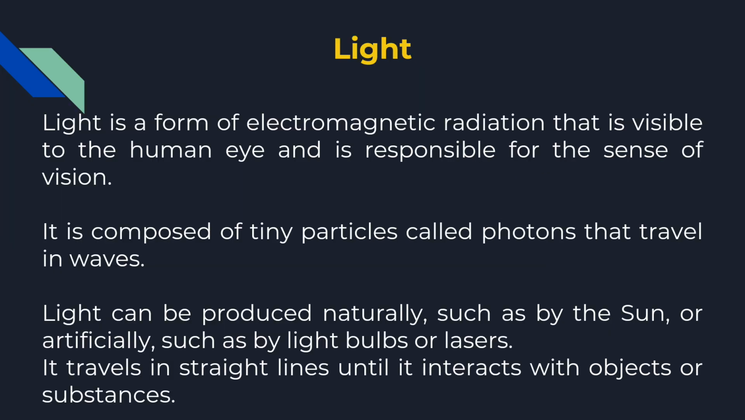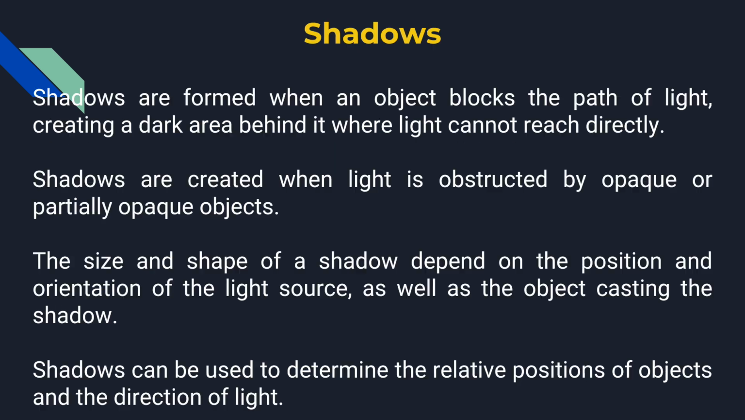Let's start. Light. Light is a form of electromagnetic radiation that is visible to the human eye and is responsible for the sense of vision. It is composed of tiny particles called photons that travel in waves. Light can be produced naturally, such as by the sun, or artificially, such as by light bulbs or lasers. It travels in straight lines until it interacts with objects or substances.